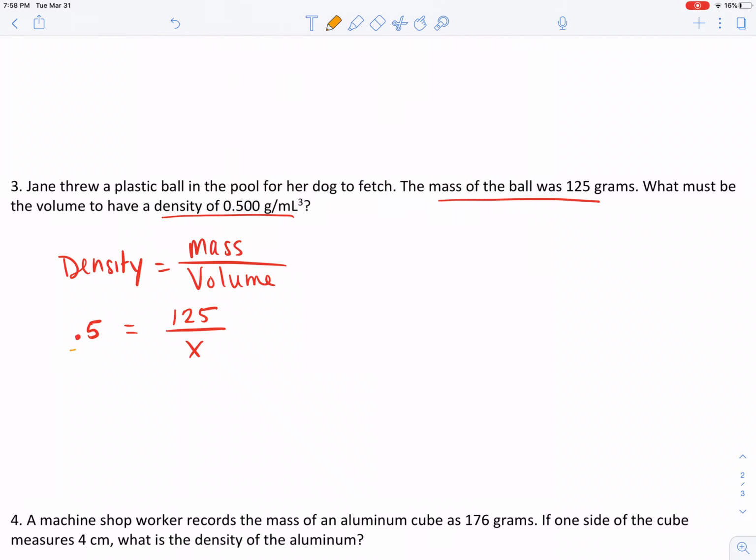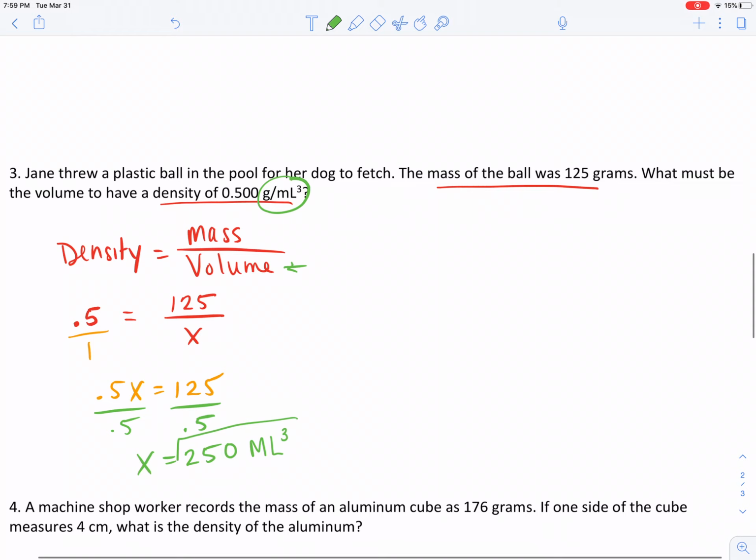So I have to solve for x. I'll put the 0.5 over 1, cross multiply: 0.5x equals 125. Divide both sides by 0.5. And I solve for x, which is 250. And in this case, it's volume. Since they give you that the density is in grams per milliliter cubed, I know that the volume is in milliliters cubed. Again, usually you don't need to know the units. I just want you to understand the formula.